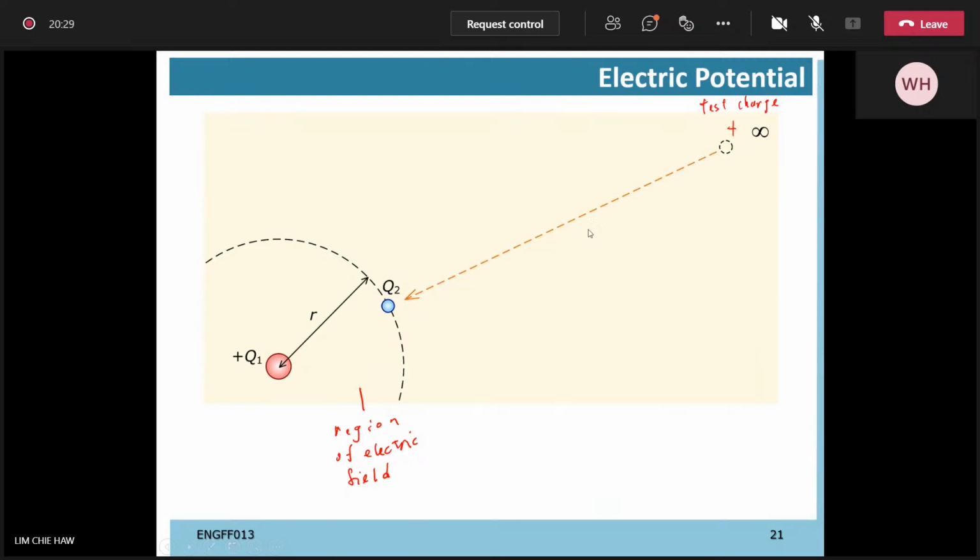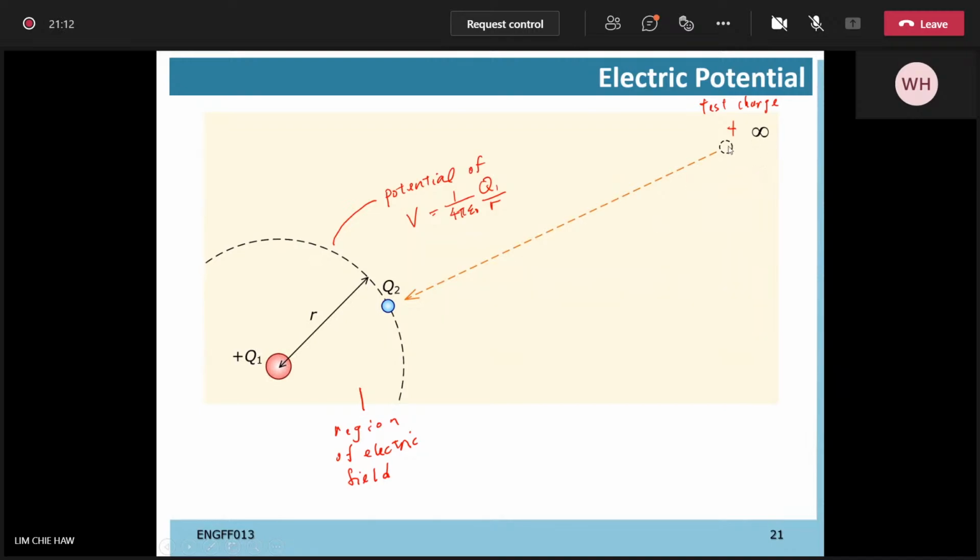Am I right? So if you want to bring this test charge near to this Q1, you need to do work. What kind of work do you need to do? At first, you have to recognize that this dotted line will give you the potential V equals 1 over 4 pi epsilon naught Q1 over R. This dotted line basically tells you that this is the potential set up by this charge at this distance.